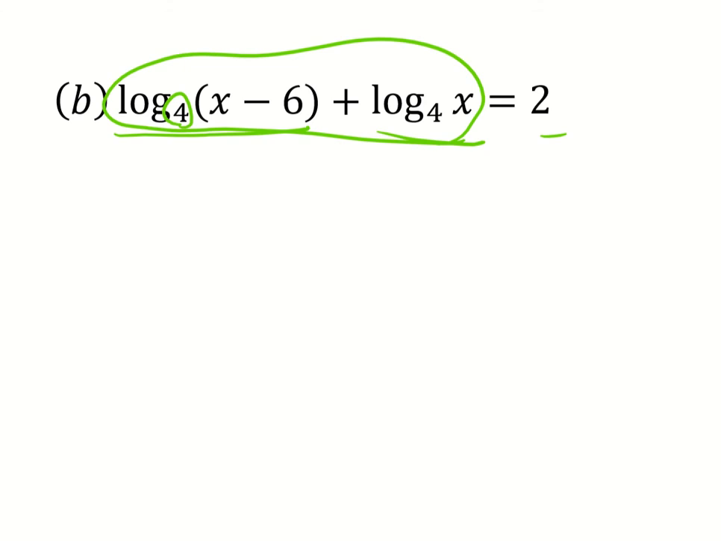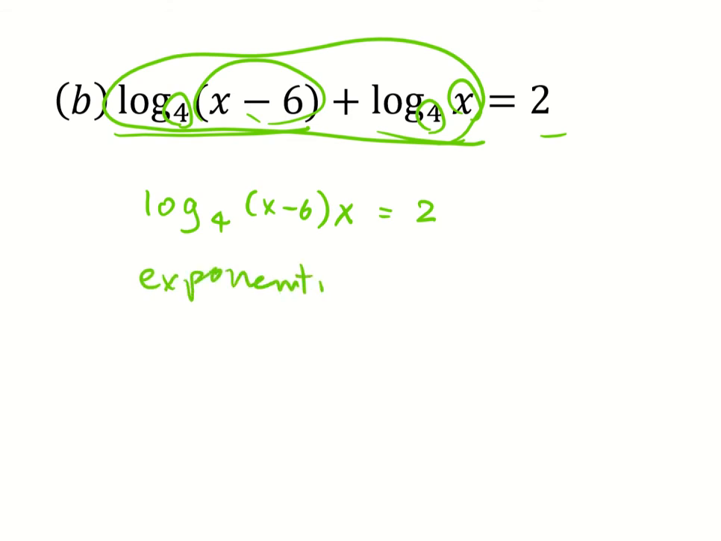Since they both have the base of 4, we can use the product rule, log with base 4 of, multiply the 2 arguments to become the new argument of that single log. Okay, equals 2. Okay, now we have a single log equals a number. We can write this equation into its exponential form, which is the base 4, exponent 2 equals the argument, what's left, right?